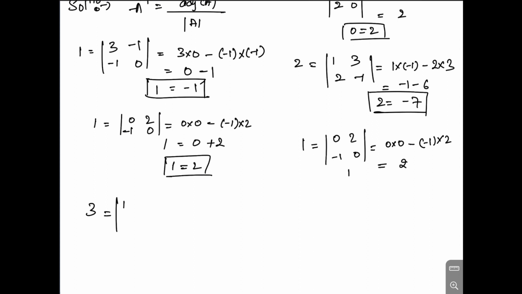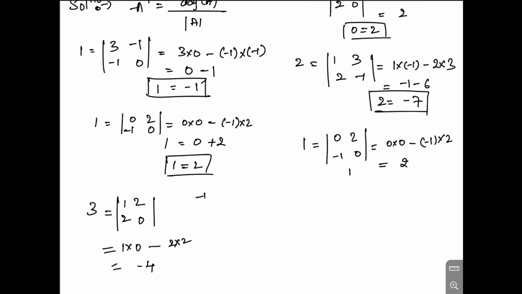Cofactor of 3, with 1 2 2 0 here. So after simplification we'll get 1 into 0 minus 2 into 2, so we'll get minus 4. Minus 1 equals the determinant 1 0 2 minus 1, so we'll get 1 into minus 1 minus 2 into 0, which gives minus 1 minus 0, which is nothing but minus 1.